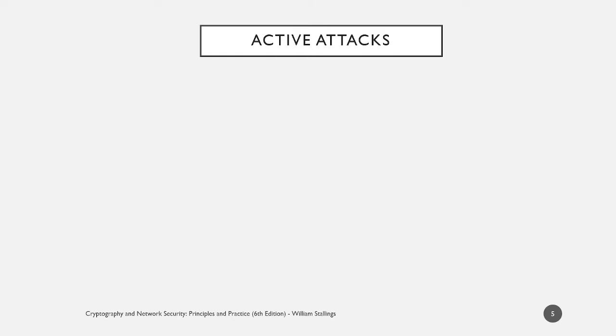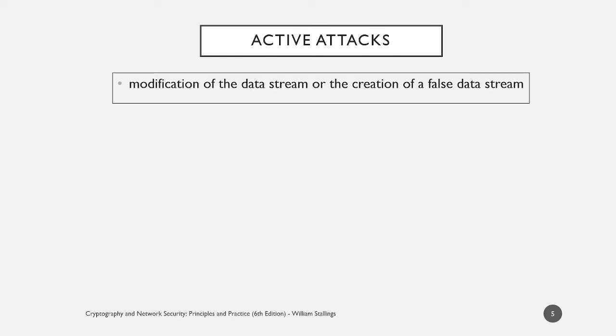Now active attacks in detail. In active attacks, a modification of the data stream happens, or a new data stream can be created and sent to the other person as if the legitimate user had sent the message.